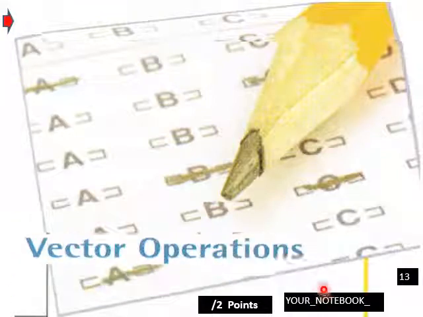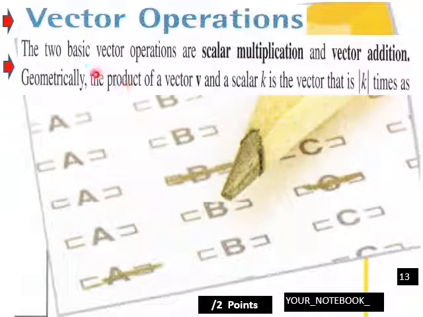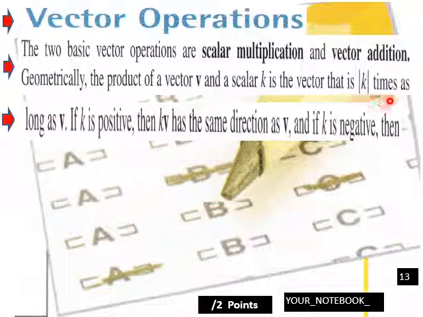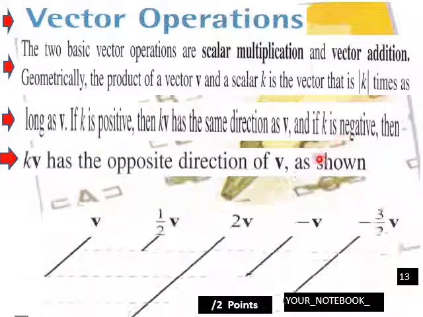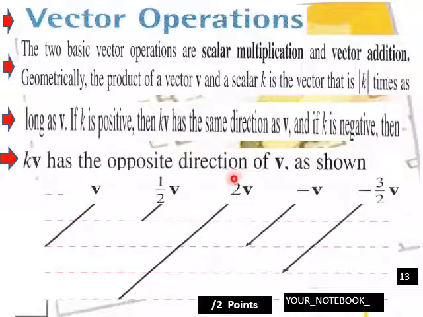Into our next notebook slide here. Vector operations. Two basic vector operations are scalar multiplication and vector addition. Geometrically, the product of a vector v and a scalar k is a vector that is k times as long as v. So we have a vector v and a scalar k, and kv is the vector that is the absolute value of k times as long as v. If k is positive, then kv has the same direction as v. And if k is negative, then kv has the opposite direction of v as shown.